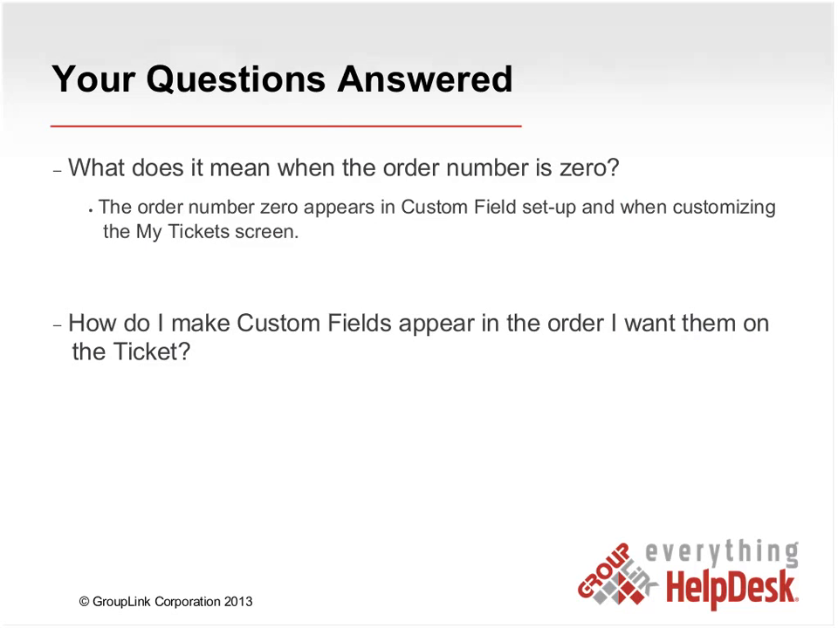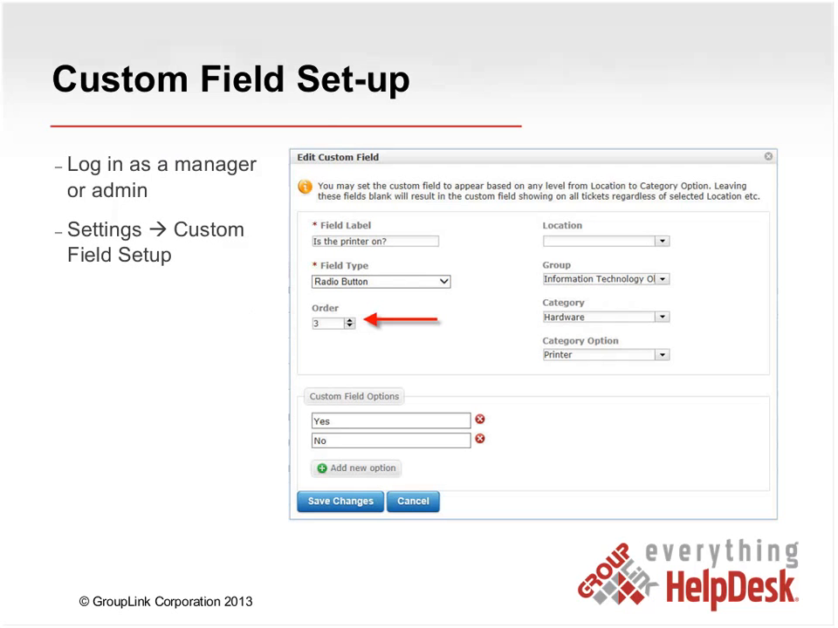Thanks, Keaton. When you set up a custom field, the order number will automatically default to 0. You can change that, and the way that you change that is the way it will be displayed on the ticket. So if you look at this one, this is the custom field setup. The question is, the printer on? And you would fill the custom field or enter everything the way that you would like it to appear on the ticket, and then you can change that order to number 3.